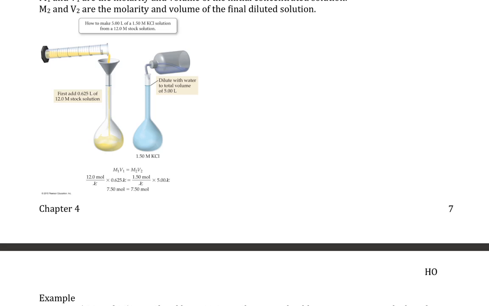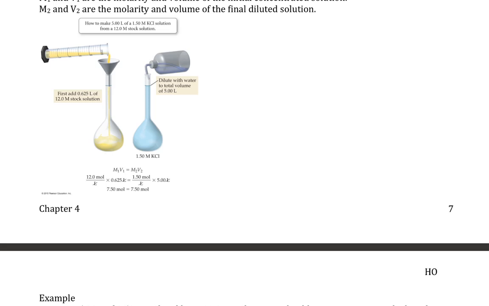and in that volumetric flask, we measure out 0.625 liters. We put it into a flask that has the mark right at 5 liters. So we're pouring in our 0.625 liters of our 12 molar stock solution. And then we add water to that such that we get the bottom of the meniscus right at that 5 liter mark. And now we have 5 liters of 1.50 molar KCl.